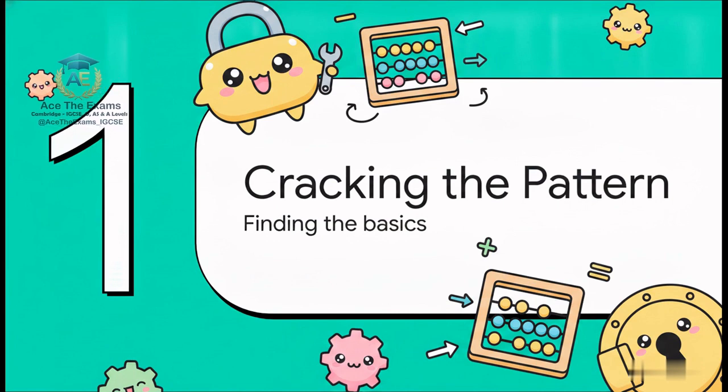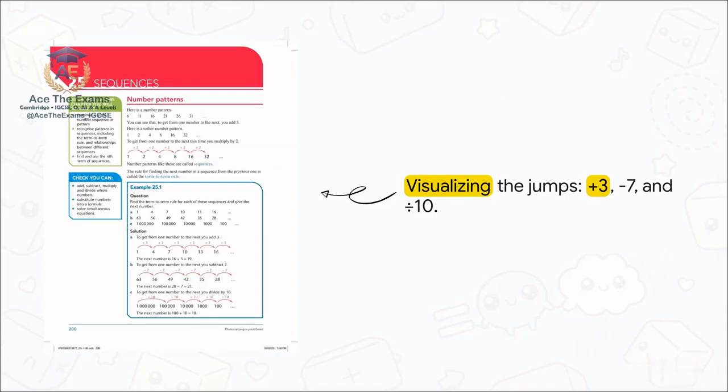Let's grab our first set of basic tools. Think about visualizing these jumps. It really captures exactly what we're hunting for. In the first example, moving from 1 to 4, then 4 to 7, we're literally jumping forward. We're adding 3 each time. In the next one, we're jumping backward, subtracting 7. And in that last example, man, those numbers are just plummeting. We jump from 1,000,000 all the way down to 100,000 just by dividing by 10. These jumps visually map out the secret heartbeat of the numbers.